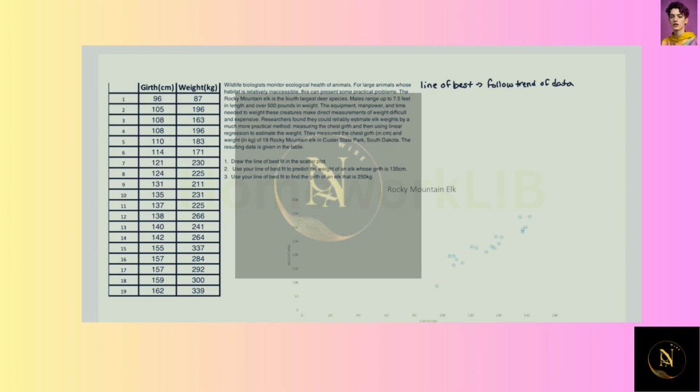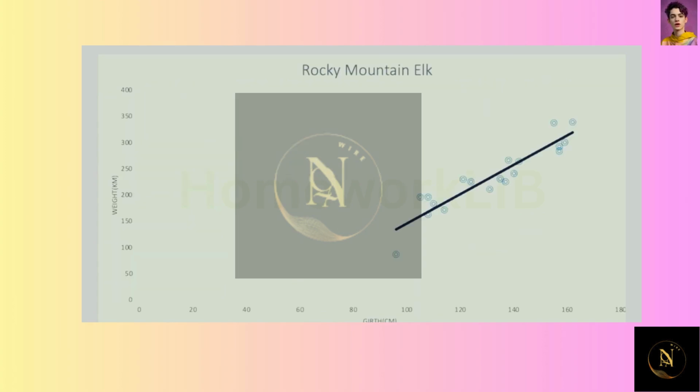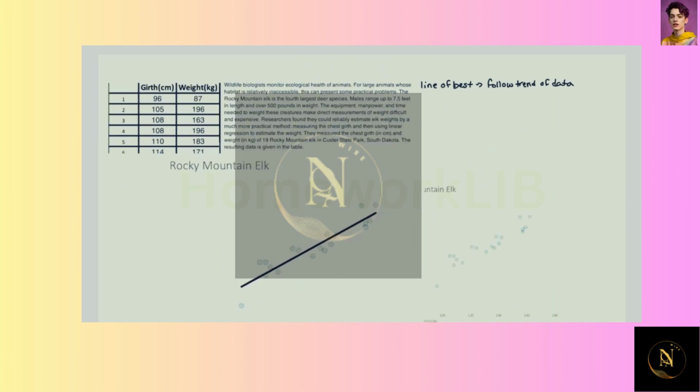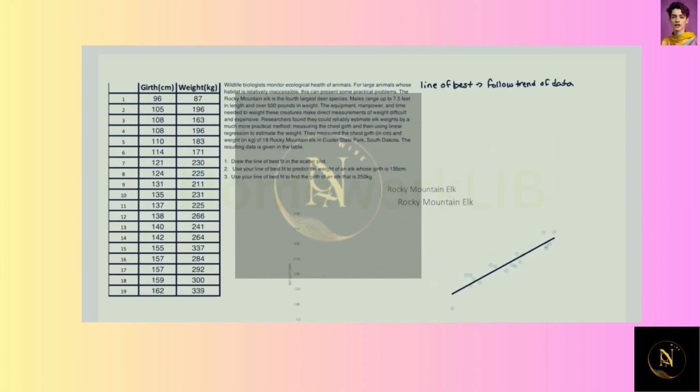I do have a more accurate one though. I'm going to pull that one up so that it's a nice straight line, because I'm a math teacher. I like nice straight lines. Here's my graph with my nice straight line of best fit. It says, use your line of best fit to predict the weight of an elk whose girth is 135 centimeters.